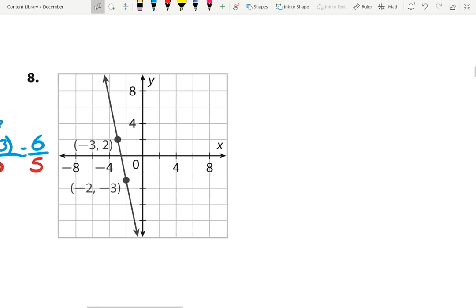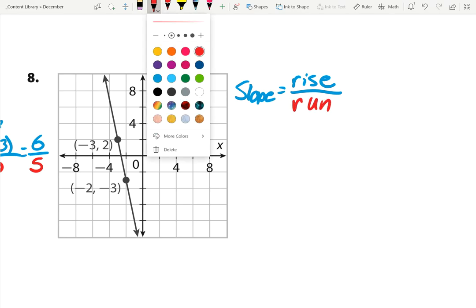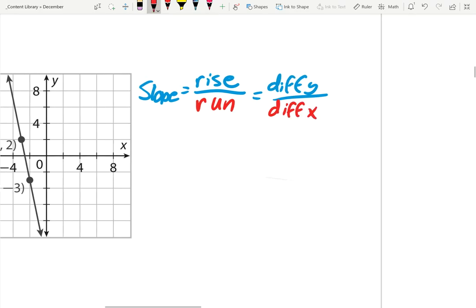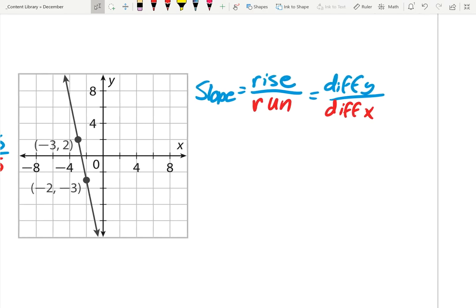Let's look at number 8. So number 8, again, slope is equal to rise over, and I'm going to do all the x stuff in red, run. So our rise is difference in our y values. And remember, our run is difference in x values. So our difference in y values. So let's find our y values. You have x, y, x, y. So our y values are 2 and negative 3. So we're going to subtract them. 2 minus negative 3. Again, be very careful with those negatives, all right?